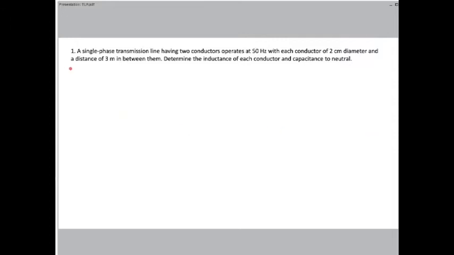So how do we start? We start with what is given there. Diameter of each conductor, you must write fast, diameter of each conductor, D, you can say small d, is 2 cm. From there you can calculate radius, convert to meter.